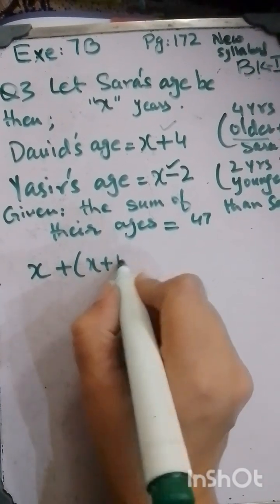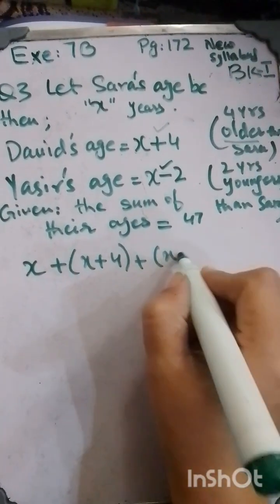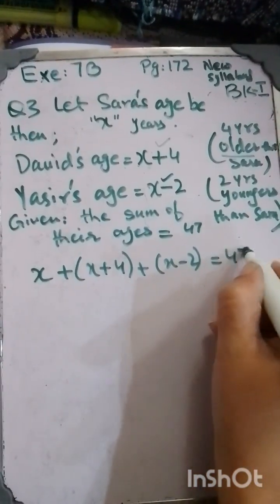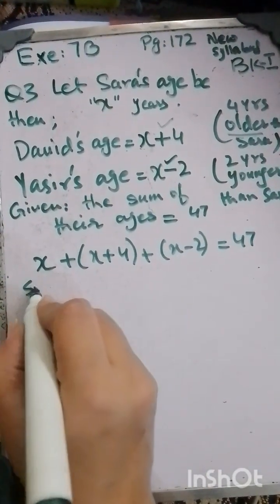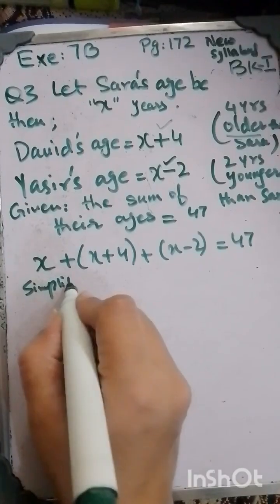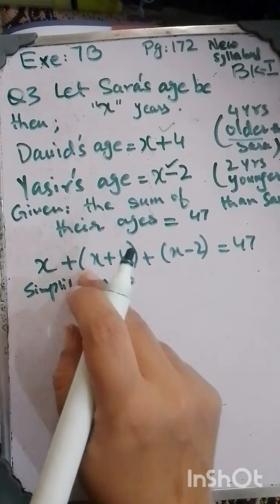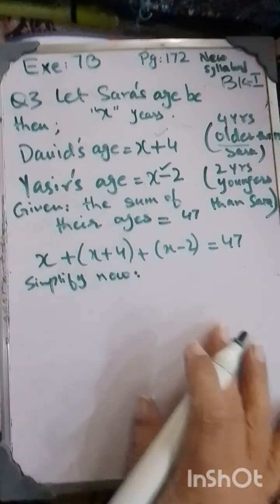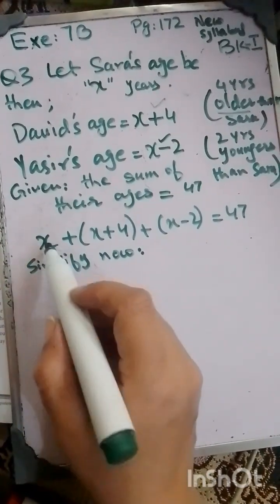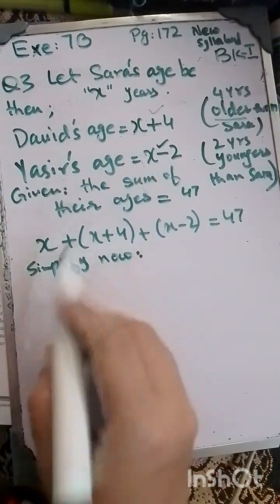So keeping that format in equation form again, I'm gathering all the alphabets. How many x? You can see 3x and 4 over here and minus 2. So 4 minus 2 will be positive 2.